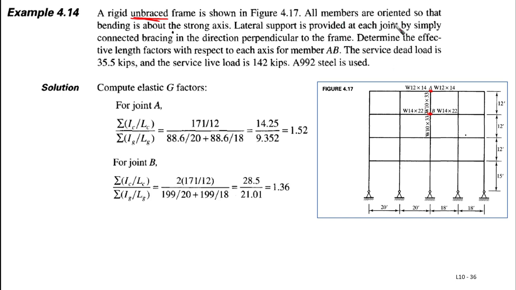All members are oriented so that bending is about the strong axis. So bending is always in the strong axis. It seems that all the members are oriented in this way. For example, if we take a cross section here, it is going to be in this way. Lateral support is provided at each joint by simply connected bracing in the direction perpendicular to the frame. So this means that perpendicular to the frame, it is braced. All the points are braced.